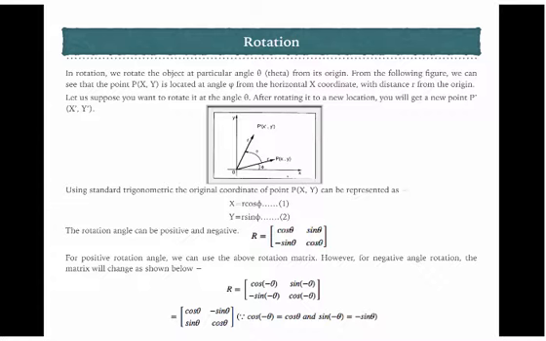The rotation angle can be positive or negative. For the positive angle, we can use the above rotation matrix. However, for the negative rotation angle, the matrix will change as below.